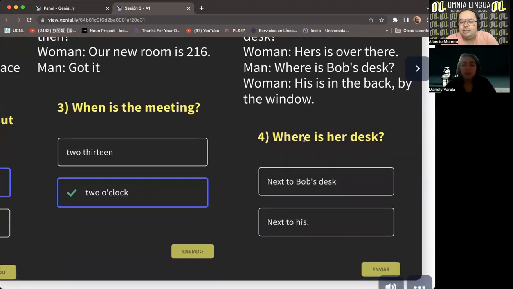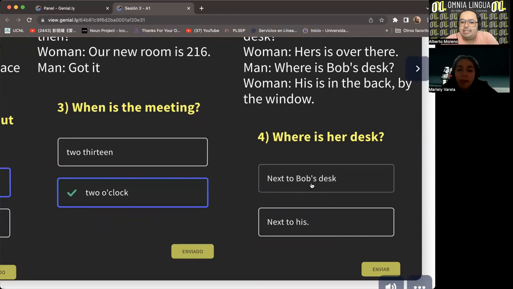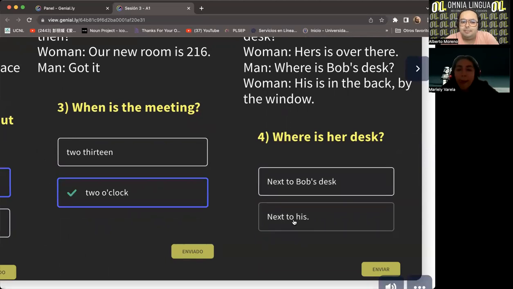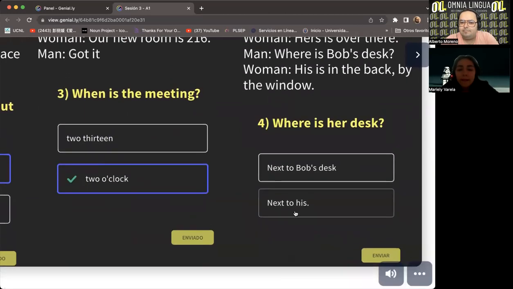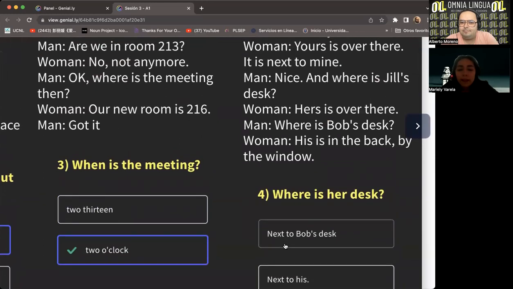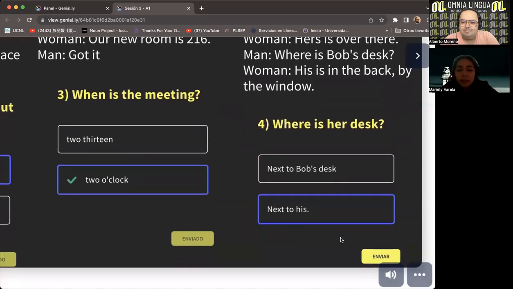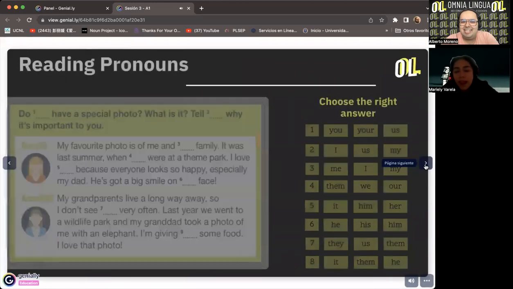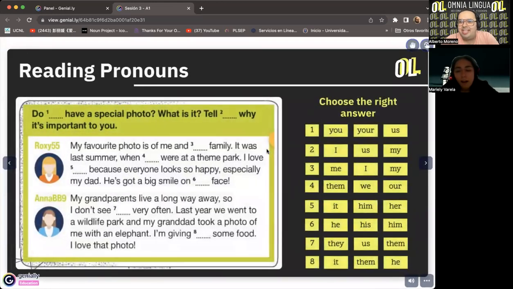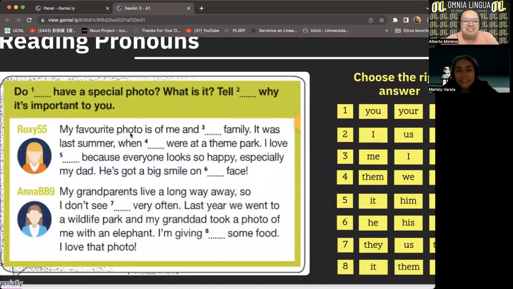Okay. So the question says, where is her desk? Next to Bob's desk or next to his? The next to his. Very good. Excellent. So we have another reading activity.